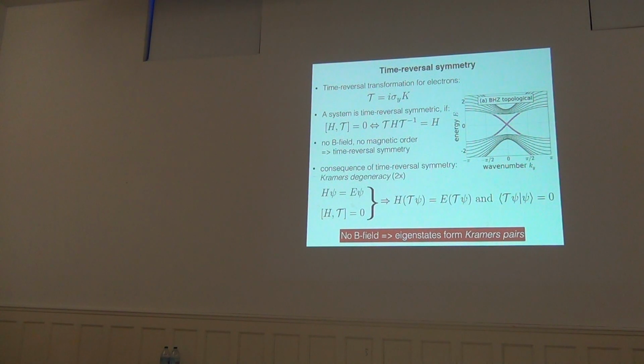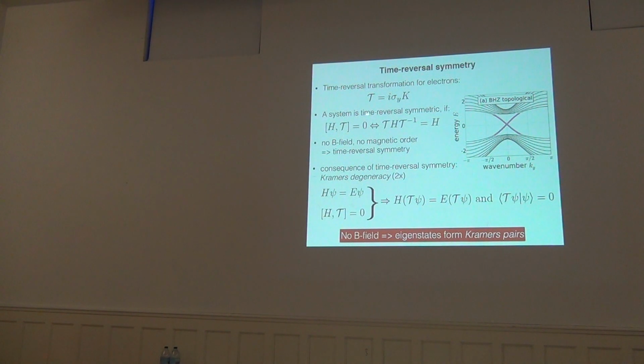I don't want to be more general than any physics textbook about this. So if you have spins, electrons are spinful. Usually the time reversal transformation is represented by this unitary, anti-unitary operation. So its complex conjugation is K, and sigma y is the Pauli matrix, which is acting on the spin. So this is now not sublattice but spin.